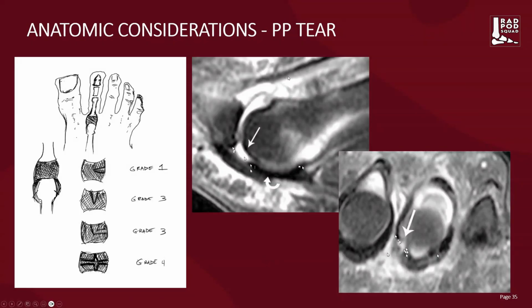We see a gap of greater than 2.5 millimeters, not in the midline, and we can see that the plantar plate itself has retracted. Furthermore, the tear has been described as thinning. Chronic tears can be thinned and attenuated.